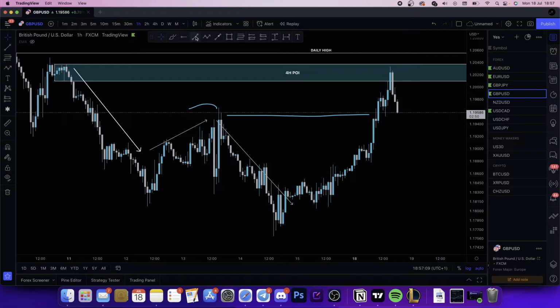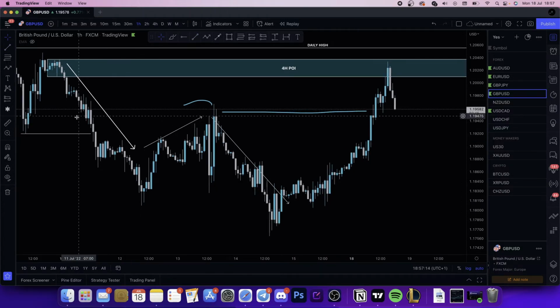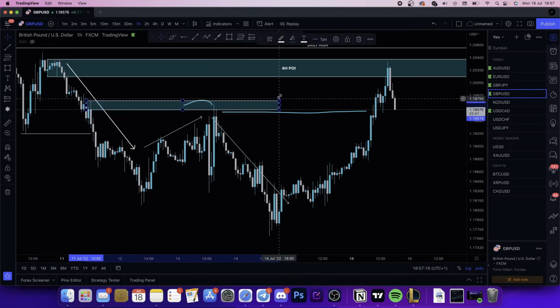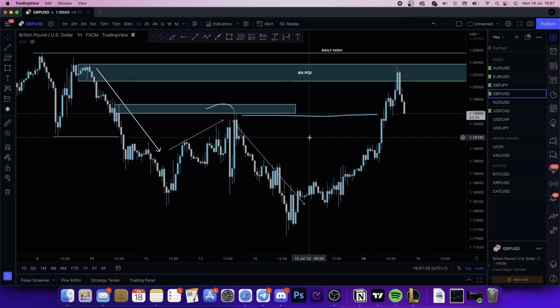So potentially this low was broken here. We could have taken a trade. What broke it is this area here. There's a wick here that broke this low. So we could have taken a trade here, and yes, we would have been in profit. But I did miss this last week, so we are chilling.